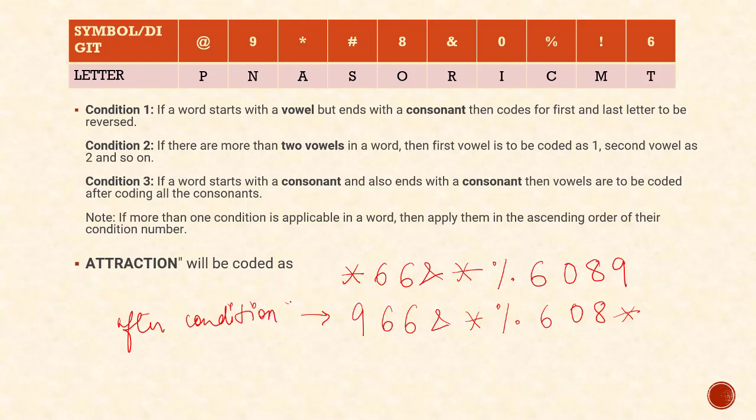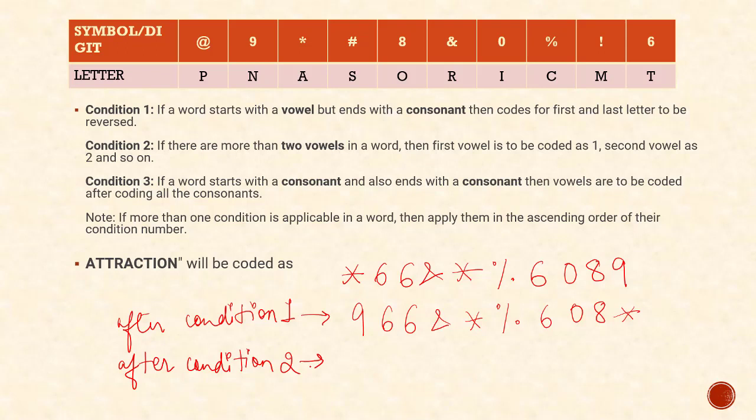Now we'll see if condition 2 is also applicable on this. Condition 2 says if there are more than 2 vowels in the word. Okay, so we see here there are actually 4 vowels. That means condition 2 can be applied here. Condition 2 says if there are more than 2 vowels in the word, then the first vowel has to be coded as 1, the second to be coded as 2 and so on. So we can see there are 4 vowels. So wherever a vowel was placed, we will use 1, 2, 3 and so on.